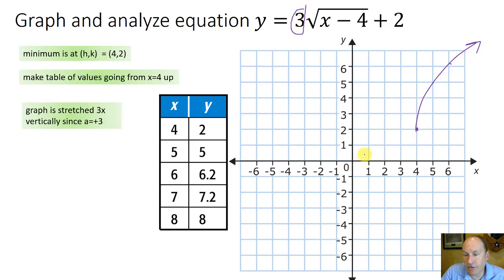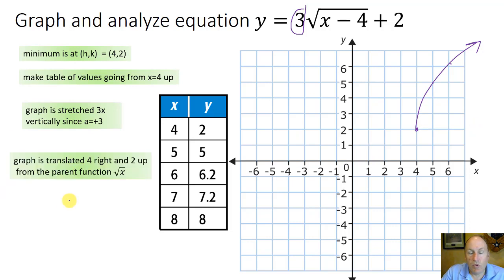So we notice the original square root function looks something like this, the parent function. We can see that this function is stretched out significantly more. We also know the graph, we've already translated it across to the right 4 and up 2 because of the 4 comma 2 and the h comma k.